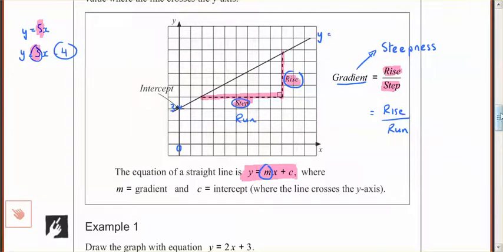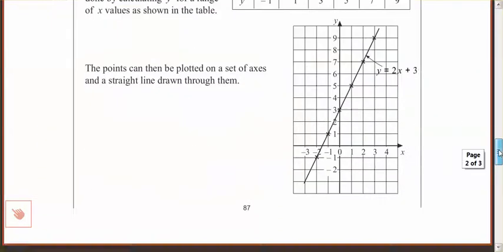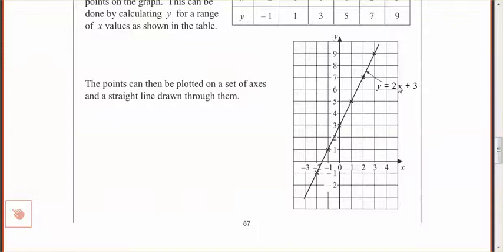So if we have a look, like we did last time, we plotted the points. You have one like this, and this is nice because I've got a point there, a point there, a point there, and a point there. What we're looking for is the run from one point to the next, and the rise. So if we do rise over run here, what is it? The rise is 2, yeah. The run is 1. So we have to check.